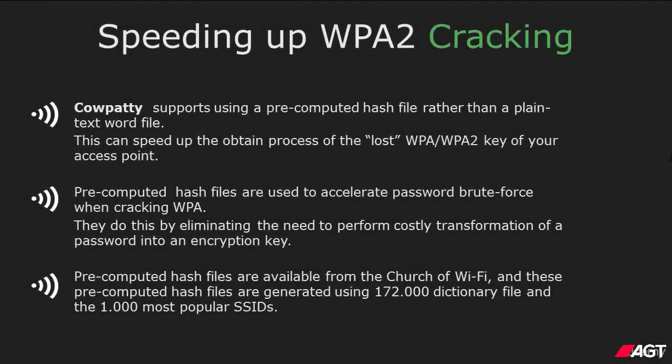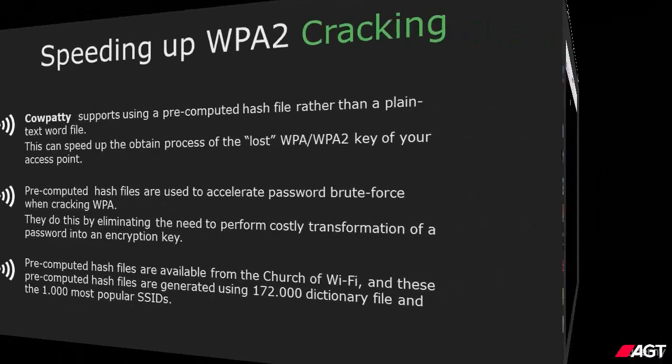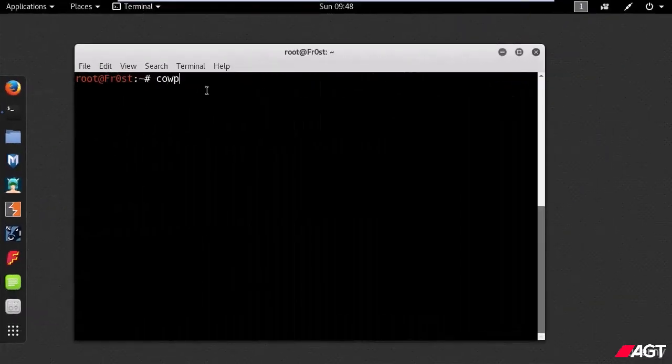Hi and welcome. In this video I will show you how you can speed up the WPA cracking process using Cowpatty and genpmk. Cowpatty supports using a pre-computed hash file. Pre-computed hash files are used to accelerate the cracking process by eliminating the transformation of a password into an encryption key. So I will switch to my Kali machine and type cowpatty.